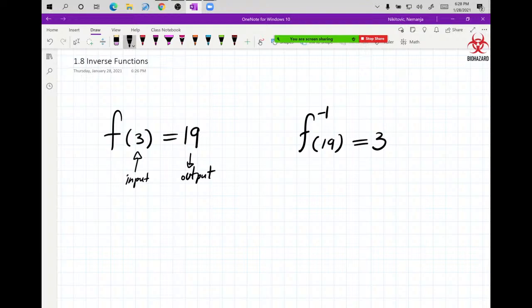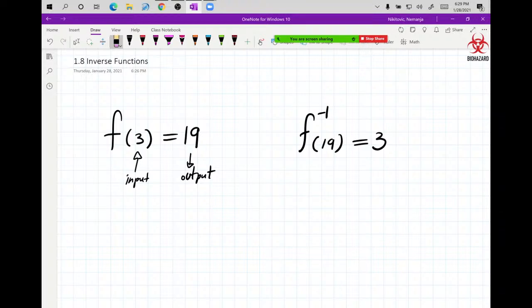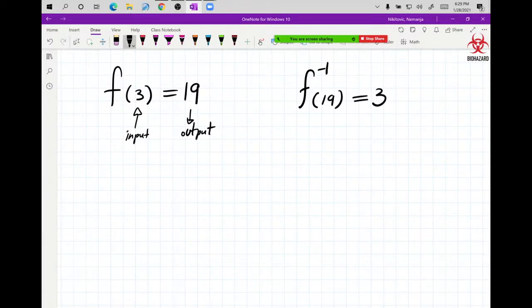The inverse function is denoted by f with the -1 as the exponent. Now, not to be confused with x to the -1, right? Because x to the -1 is 1 over x. That's algebra and has nothing to do with inverse functions. And that's the problem right off the bat with the notation, because you have an inverse function and this, and they do two different things.